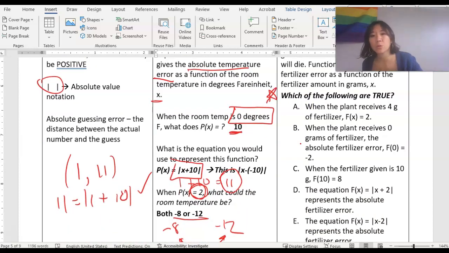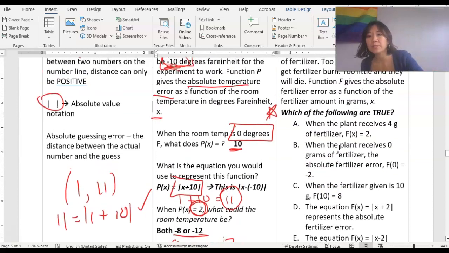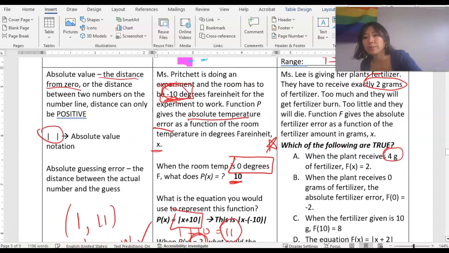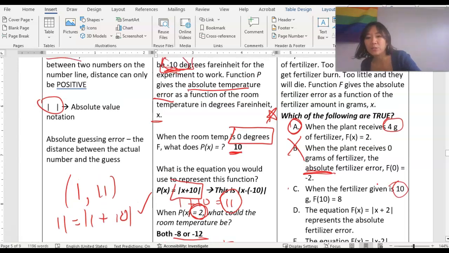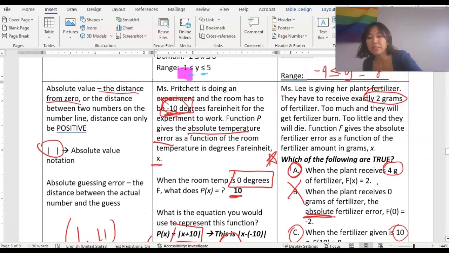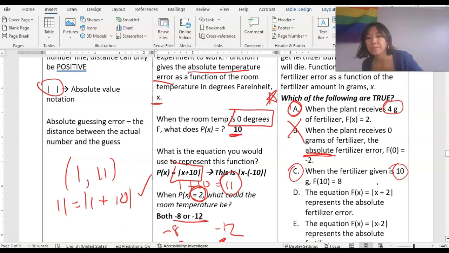So you're going to see a very similar question where you have to select what is true. If the plant receives 4 grams of fertilizer, f of x equals 2. Well, that is true because if they get 4 grams, then that's 2 grams more than they need. It's a 2 gram difference. When the plant receives 0 grams of fertilizer, the absolute fertilizer error f of 0 equals -2. This is not true because absolute fertilizer error should be only in positives, and so we're not measuring with negatives. Letter C, when the fertilizer given is 10, f of 10 equals 8. This is, in fact, also true because 10 grams is 8 more grams than I need.